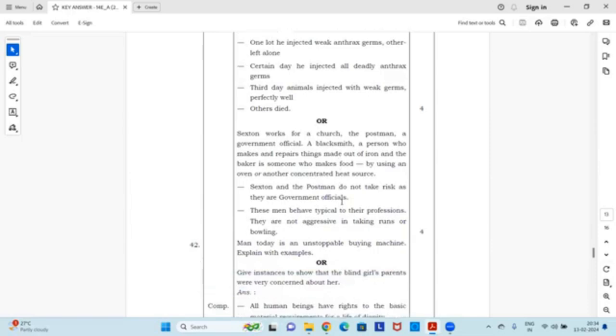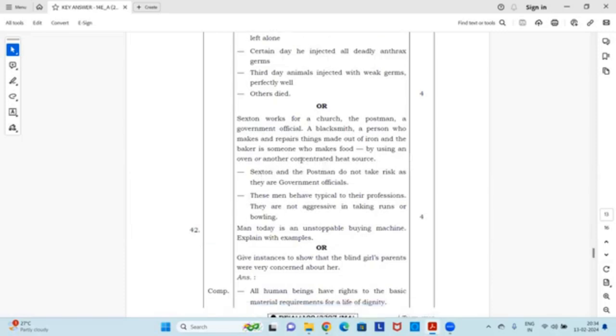The second optional question's answer: the sexton works for a church. The postman is a government official. A blacksmith is a person who makes and repairs things made out of iron, and the baker is someone who makes food by using an oven or another concentrated heat source. Okay, now the sexton and the postman do not take a risk as they are government officials. These men behave typical to their professions. They are not aggressive in taking runs or bowling.